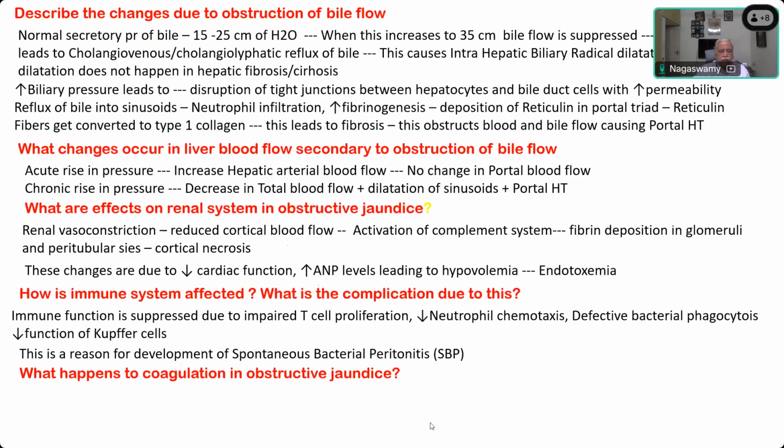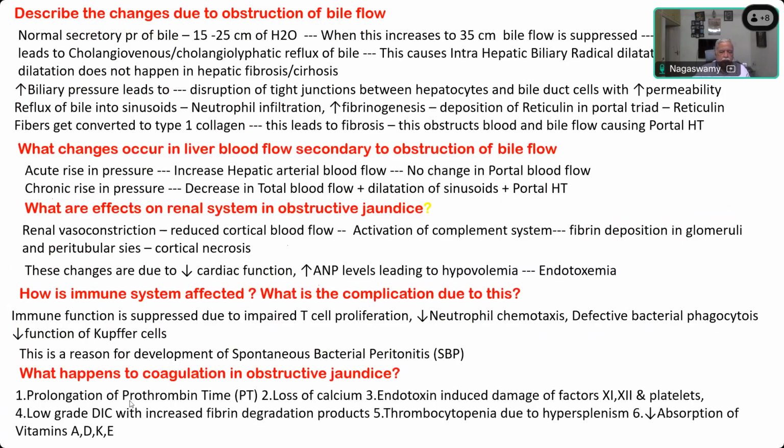So the changes that happen in coagulation are prolongation of prothrombin time, loss of calcium, endotoxin-induced damage to factors 9 and 12 and platelets, low-grade DIC with increased fibrin degradation products, thrombocytopenia due to hypersplenism, and decreased absorption of vitamins A, D, K, E. So people usually talk only about vitamin K, failure to absorb vitamin K, but these other factors matter too. So you must remember these factors: prolongation of prothrombin time, loss of calcium, endotoxin, factors 9 and 12, and platelets, etc.